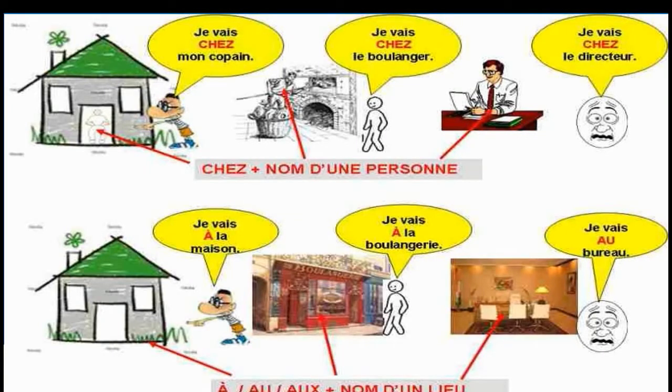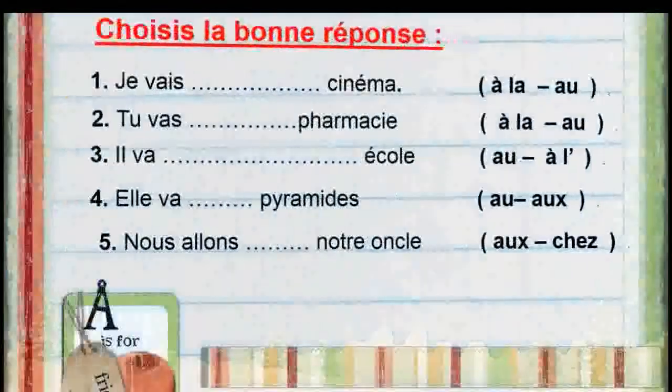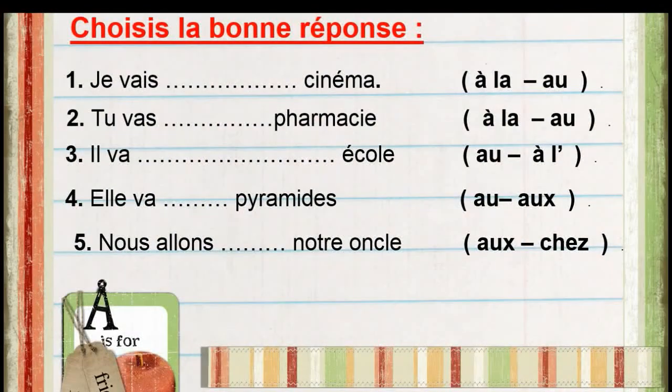But now, I say for the places, je vais à for the city, au for something like the bureau, the office, à la boulangerie, à la maison. So I might have training here. Je vais cinéma. So cinéma is what? Cinéma is a place. It's not a country. It's not a city. So with a normal place, I use one of four kinds. Here cinéma is masculine. So I use au.